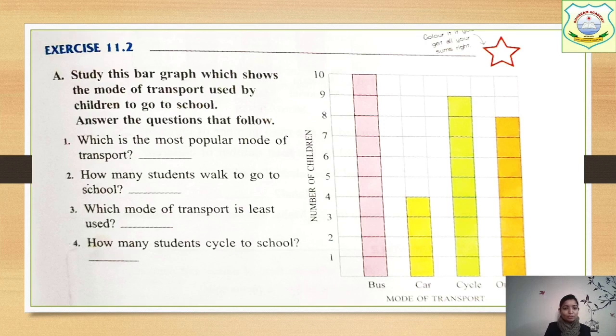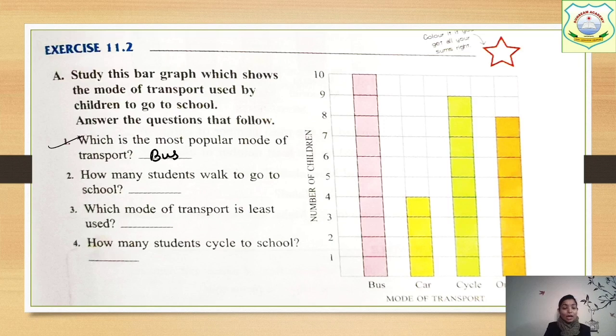सबसे पहला question है, which is the most popular mode of transport? सबसे ज़्यादा popular कौन सा है? Popular means सबसे ज़्यादा कौन सा use हो रहा है? You can see here, ये by foot जो है 8 नंबर पे है, this is on 9 cycle, 4 पे क्या है कार, एंड 10 पे क्या है बस. तो दैट मीन्स सबसे ज्यादा कौन सा यूज हो रहा है, कौन सा पॉपुलर है? बस. सो यू विल राइट हियर बस.